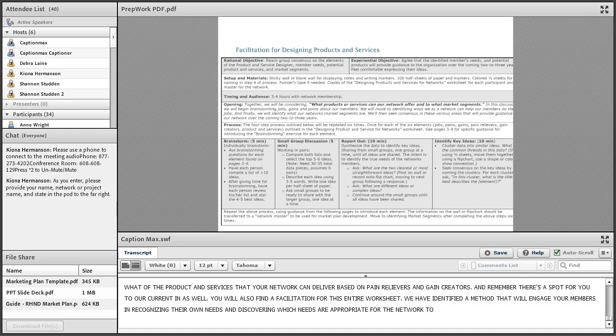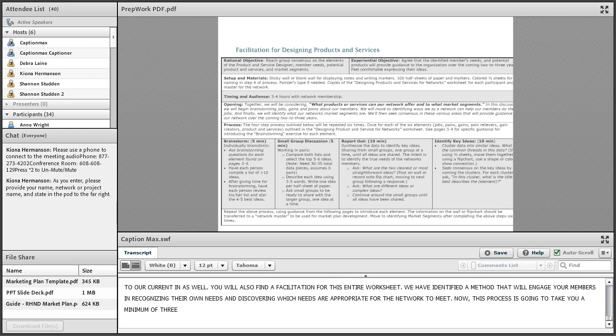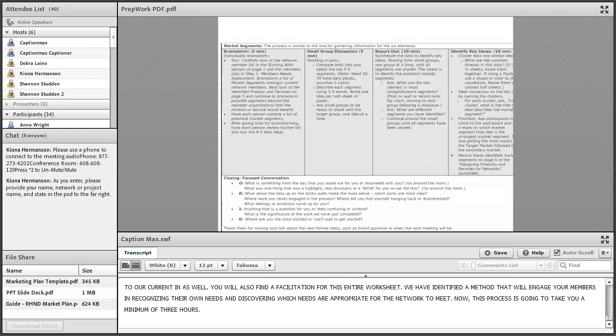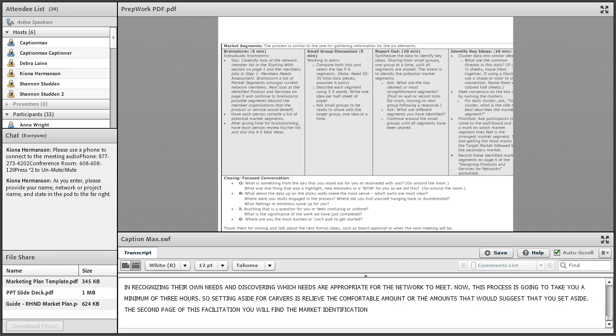In the appendices, you will also find a facilitation for this entire worksheet. We have identified a method that will engage your members in recognizing their own needs and discovering which needs are appropriate for the network to meet. Now, this process is going to take you a minimum of 3 hours. So setting aside 4 hours is really the comfortable amount that we suggest that you set aside.